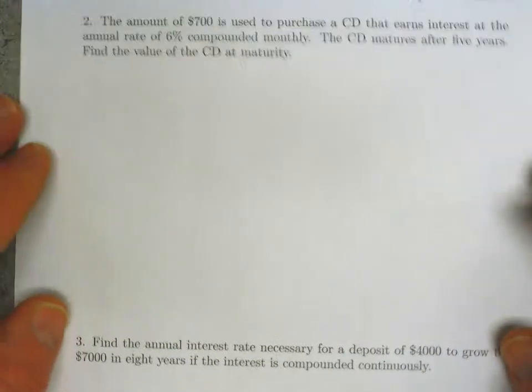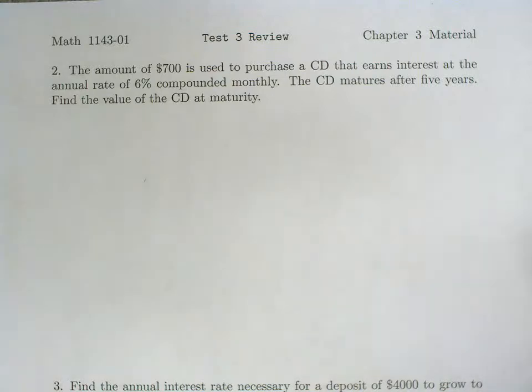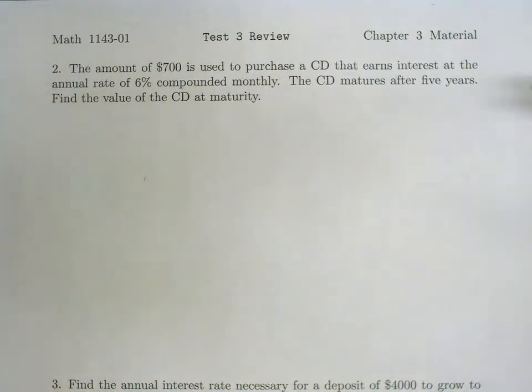Okay, moving on. We have some compound interest formulas from section 3.2. Okay, so this one, the amount of $700 is used to purchase a CD that earns interest at the annual rate of 6% compounded monthly. The CD matures after 5 years. Find the value of the CD at maturity.